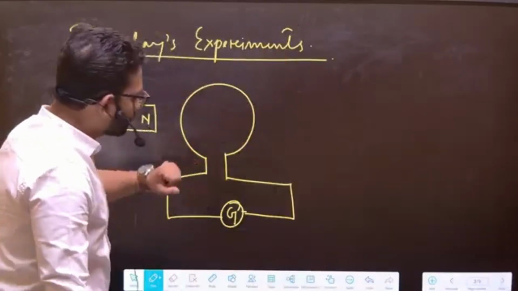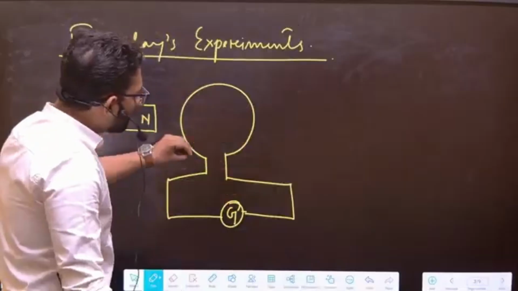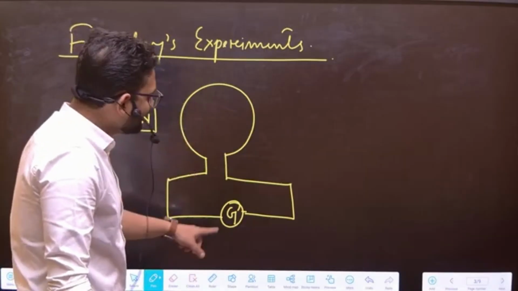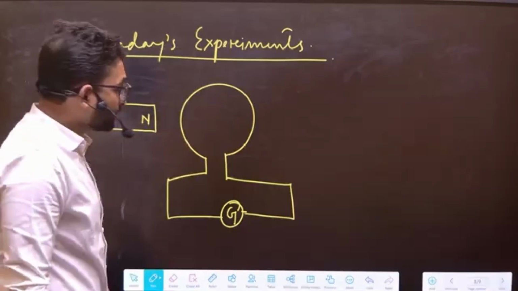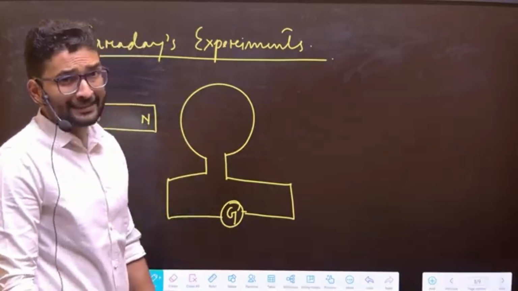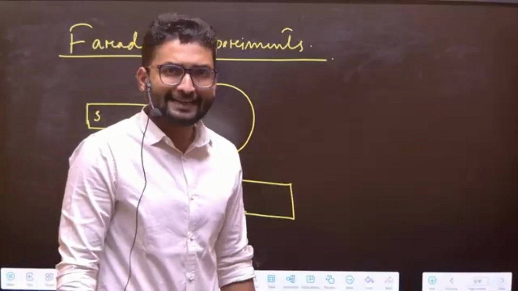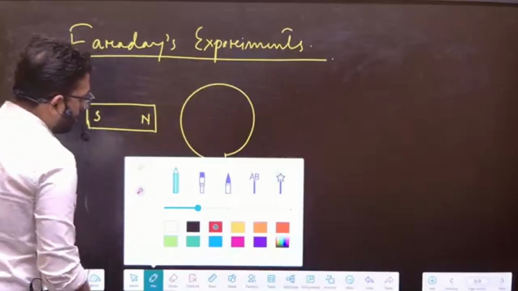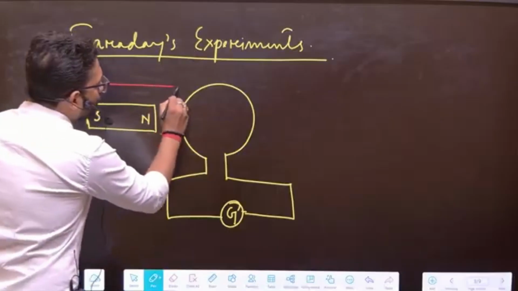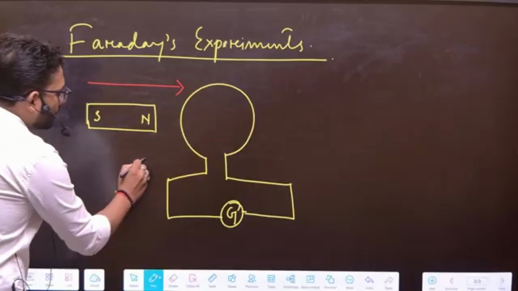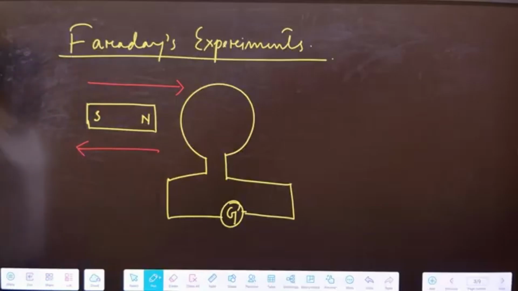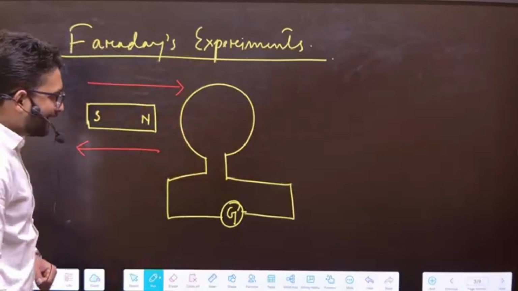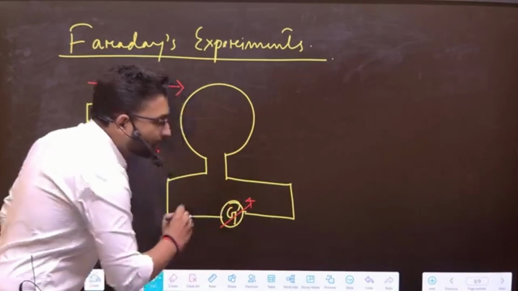So in this case also, since there is no battery, if somehow we are able to induce current in this circuit, this galvanometer would show deflection. But since there is no battery connected to it, there is no point of having electric current. But you will observe that when you move this magnet towards the coil or away from the coil, then this galvanometer shows deflection.